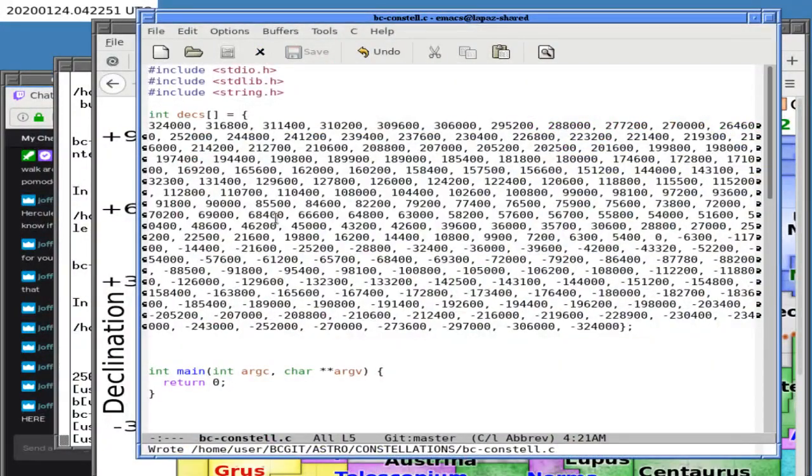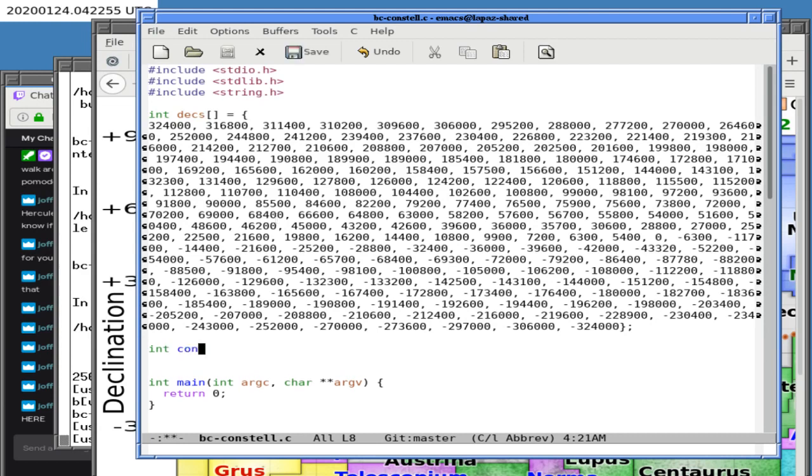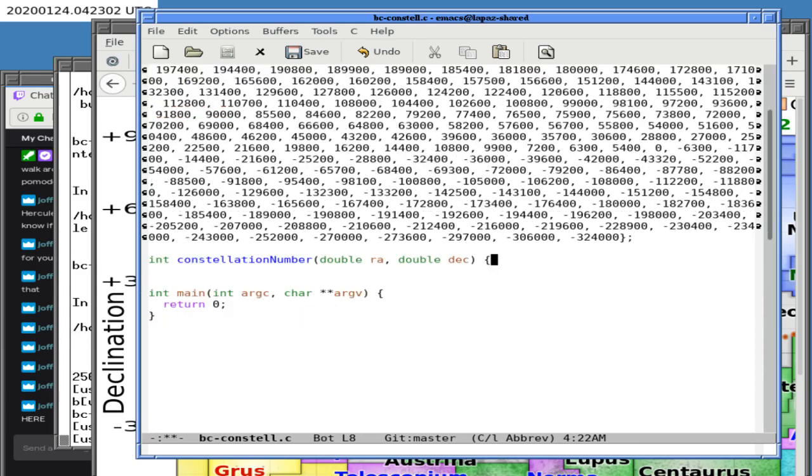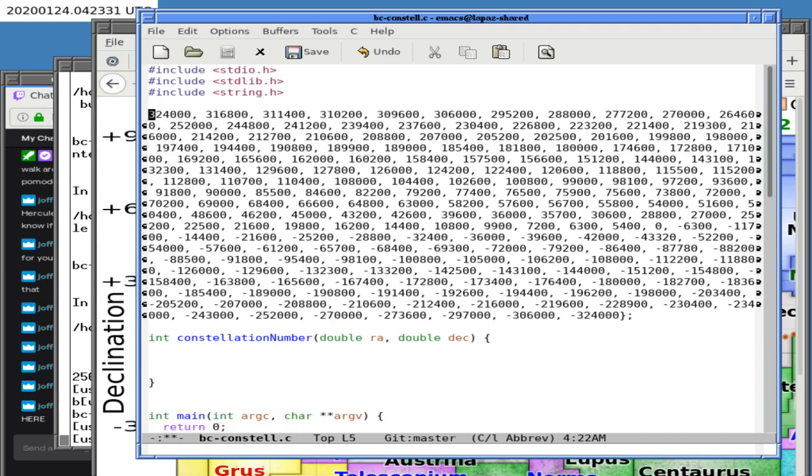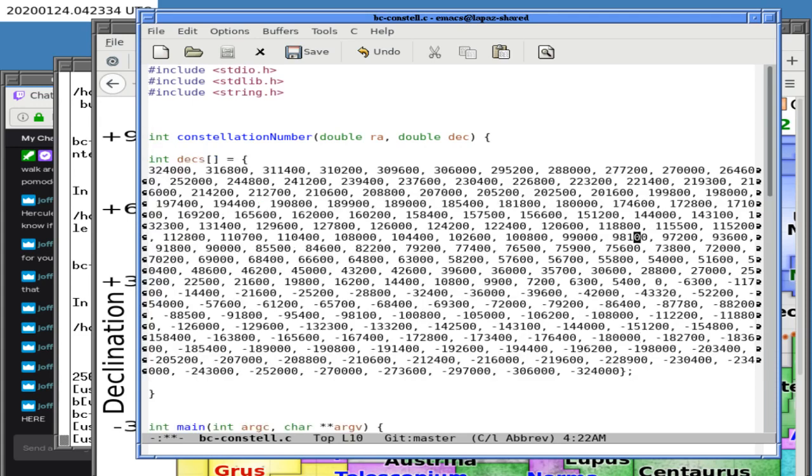Now the question is, I'm tempted to add a frame, but we'll leave it the way it is for right now. We're going to assume these are J2000 coordinates, but that's probably not going to be an issue. Now the question is, can I declare this as a... because I don't want to declare stuff in the main namespace. Oh, cool, there is no filling in C. So can I declare this as a static array inside of constellation number? And the hope is yes.